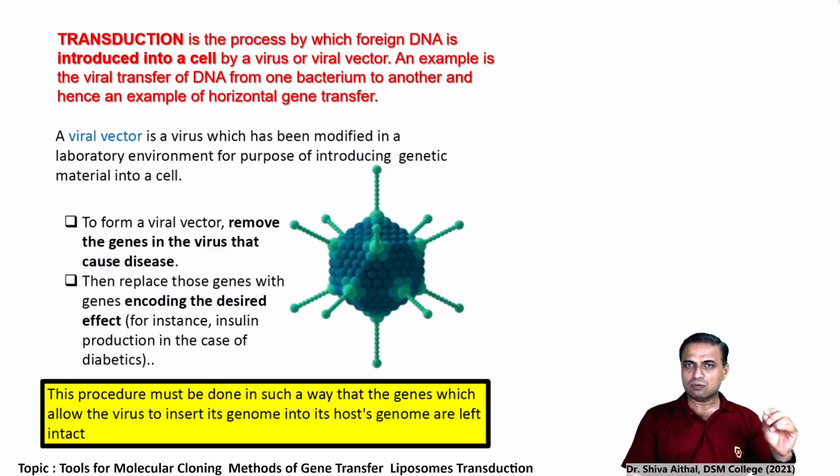So basically, once again I would like to mention that transduction is a process by which foreign DNA is introduced into the host cells by a virus or a viral vector. An example of the viral transfer of the DNA viral genome from one bacteria to another bacteria we have already seen in transduction, that is the natural type of transduction, and this process is called horizontal gene transfer. A viral vector is a virus which has been modified in the laboratory environment for the purpose of introducing genetic material into the cell. It means its virulence has to be taken out.